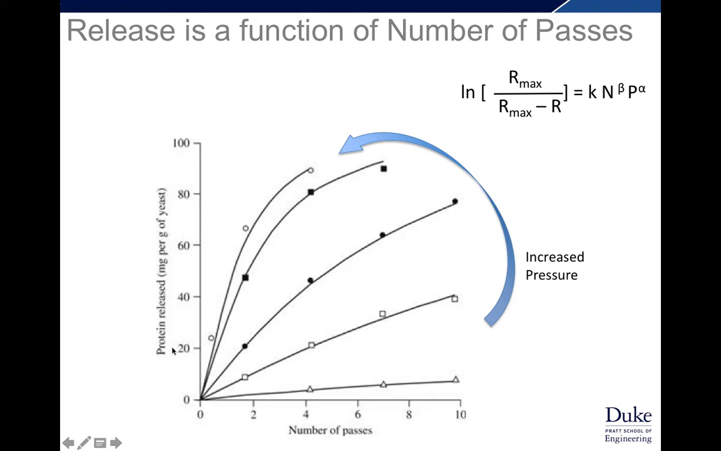So this would be an example of the amount of protein released as a function of the number of passes through a homogenizer. Remember, the more passes, the more release you have. And then increasing the pressure also increases the protein that's released.